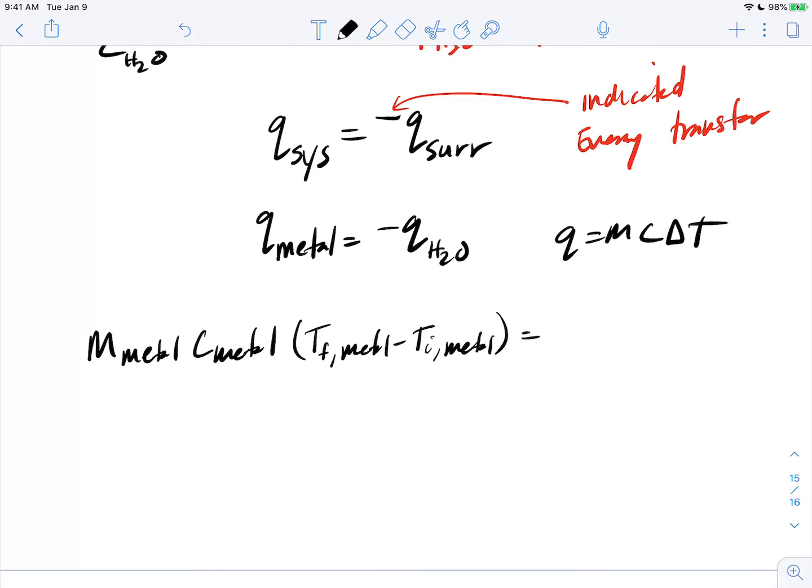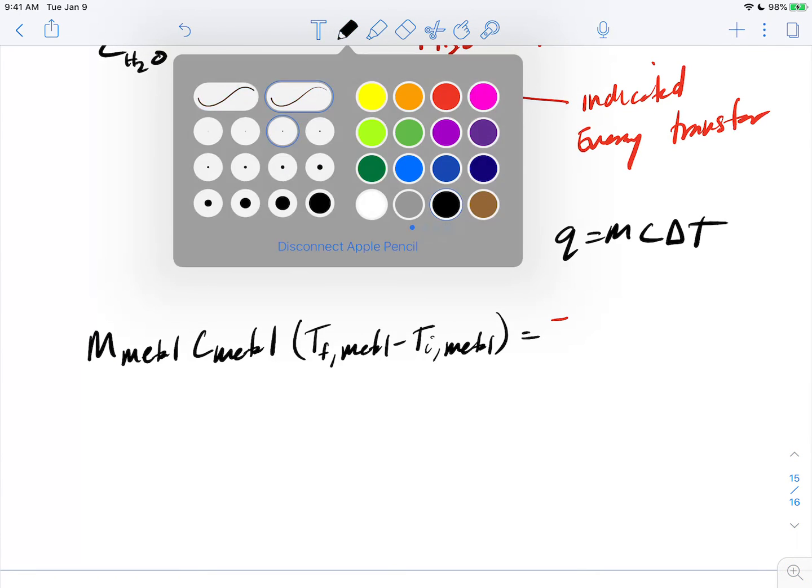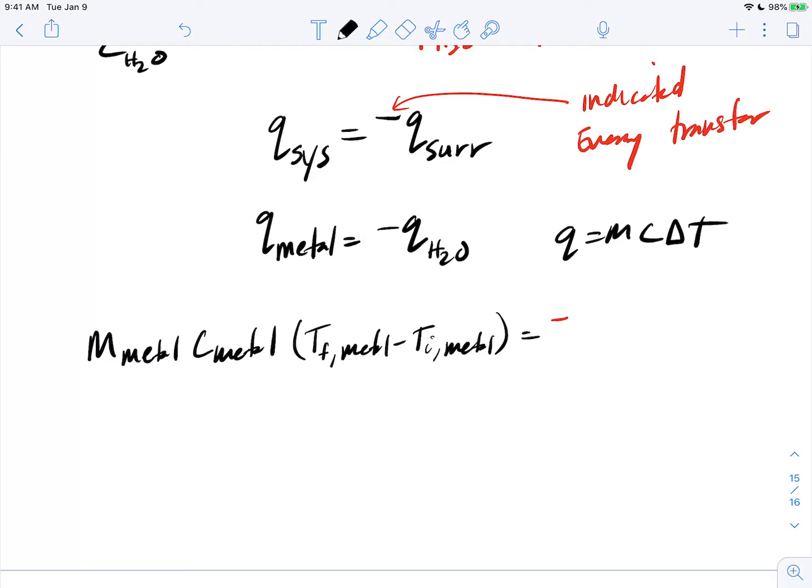And this equals, now this is the most important thing, you got to remember the negative here. I forget it all the time. You got to be better than I am. And so this is mass of water, C of water, and then T final water minus T initial water. Oh, it's going to be close. We got it. Okay.